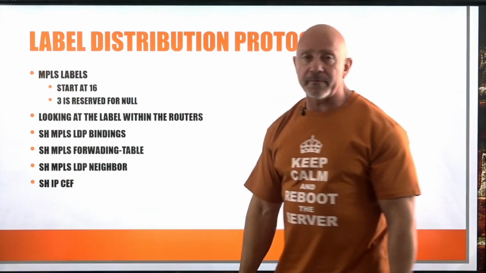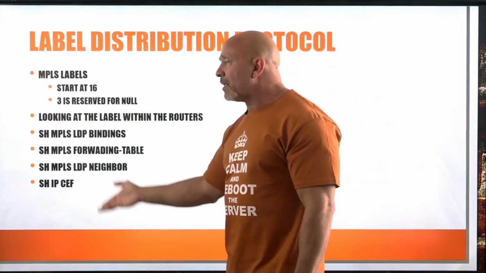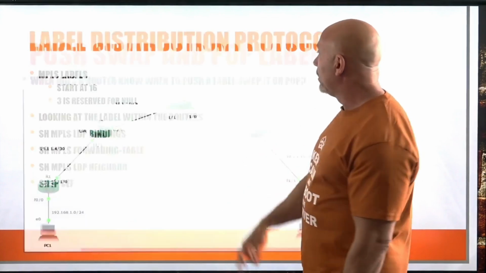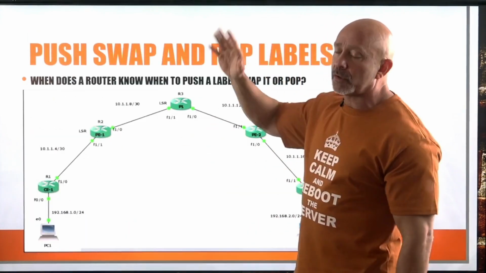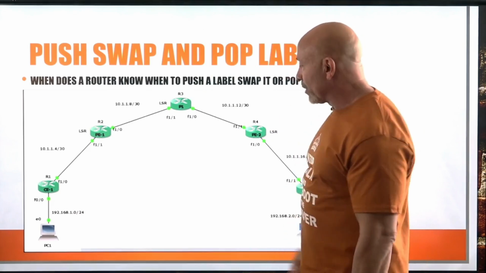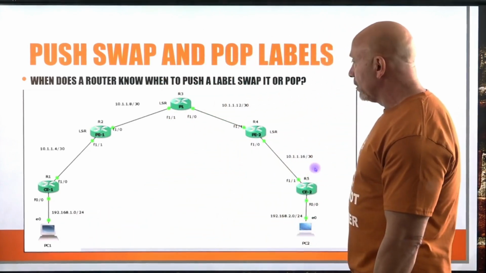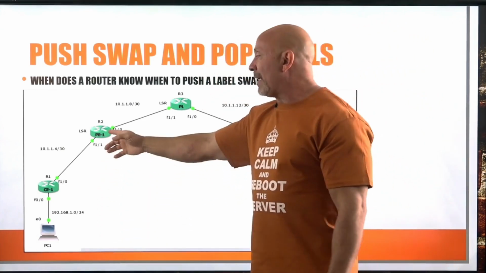Show ip cef. That's your CEF. It's going to show you all the routes that are there. Okay, so you do all these commands, that way you know what's going on. All right, and here's where your push, swap, and pop happens, right? So if PC1 pings PC2, all right, what's going to happen is information is going to go up here to PE1.